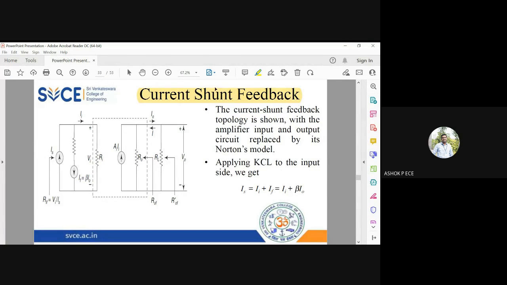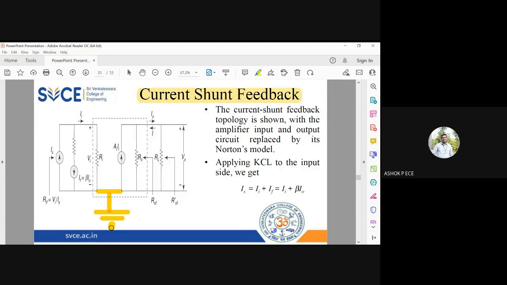Input is shunt. So whenever you have the term shunt, you will be having a shunt resistor only when you have a current source. So you will be having a current source in parallel with the resistance in current shunt feedback, and the output side is current, so you will be having a current source. And this current shunt feedback amplifier is going to be a current amplifier.